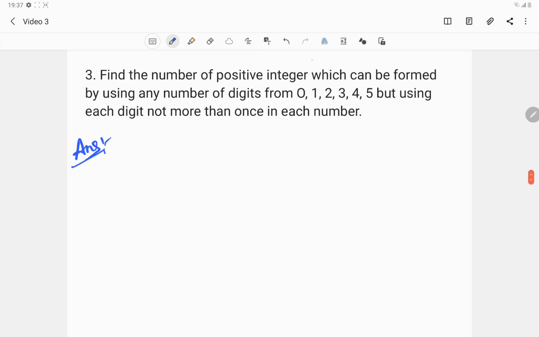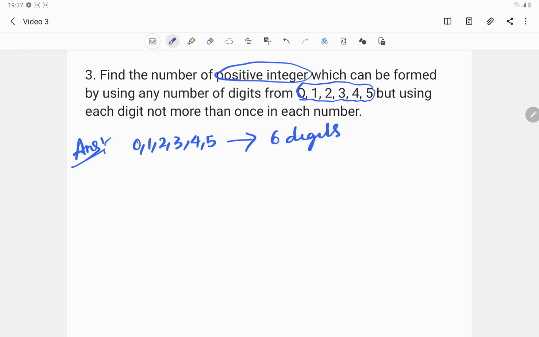Now we are looking for: find the number of positive integers which can be formed by using any number of digits from 0 to 5. So digits given are 0, 1, 2, 3, 4, 5. So total there are 6 digits. So using any number of digits, it is given. So I can form the integers with... how many types of integers can I form?